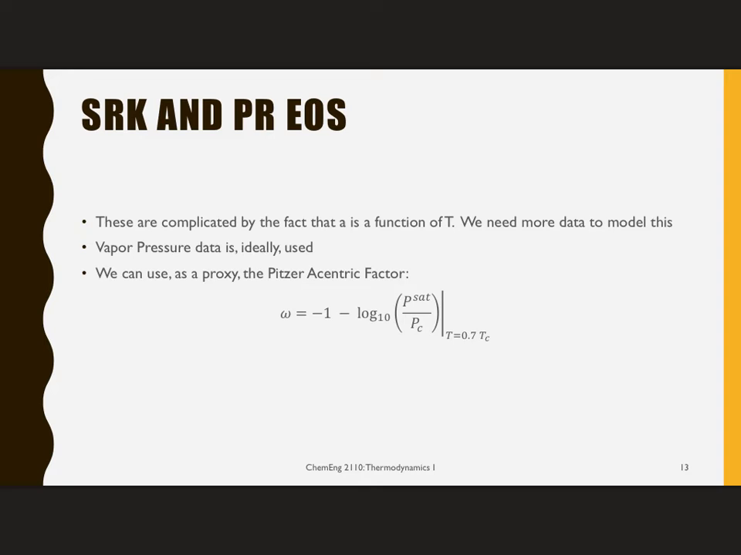For the SRK and Peng-Robinson equations, it's a little more complicated. First of all, A is a function of temperature, so we need more data to estimate this. Ideally, we're going to use vapor pressure information, but as a proxy, we can use what is known as the Pitzer acentric factor. The Pitzer acentric factor is defined to be -1 minus the log base 10 of the vapor pressure divided by the critical pressure at the temperature that is equal to 0.7 times the critical temperature. So the vapor pressure is evaluated at this very specific point. And this is the Pitzer acentric factor.